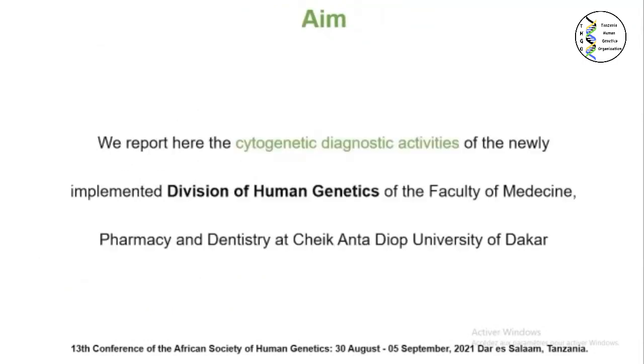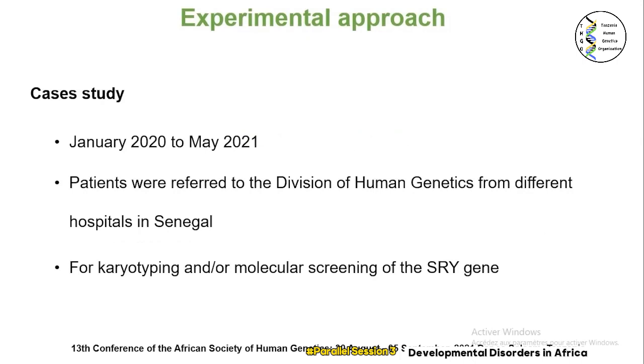Our aim is to report the cytogenetic diagnostic activities of the newly implemented Division of Human Genetics of the Faculty of Medicine, Pharmacy and Dentistry at the Cheikh Anta Diop University of Dakar. The experimental approach was a case study. From January 2020 to May 2021, patients were referred to the Division of Human Genetics from different hospitals in Senegal. They were referred for karyotyping and/or molecular screening of the SRY gene.